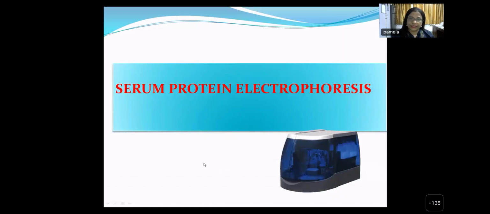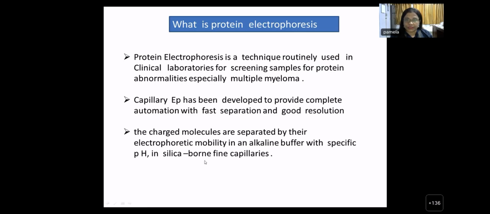So now we come to the technique, serum protein electrophoresis. I will tell you the principle of serum protein electrophoresis, which is done on capillary electrophoresis system. Basically, protein electrophoresis is a technique routinely used in clinical laboratories for screening samples for protein abnormalities, especially multiple myeloma. Capillary electrophoresis has been developed to provide a complete automation with fast separation and a good resolution.